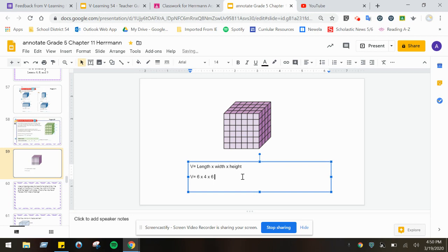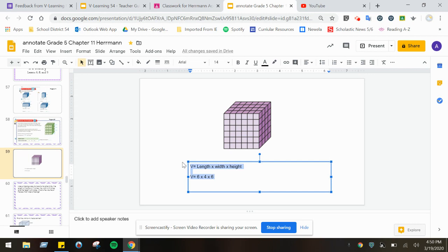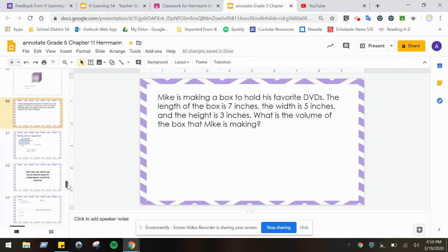What is 6 times 4? It's 24 times 6. What do you get? 144. Could I multiply 6 times 6 and get 36 and multiply that by 4? Yes, you can. Okay, so it does not matter the order as long as you are multiplying your length, your width, and your height.